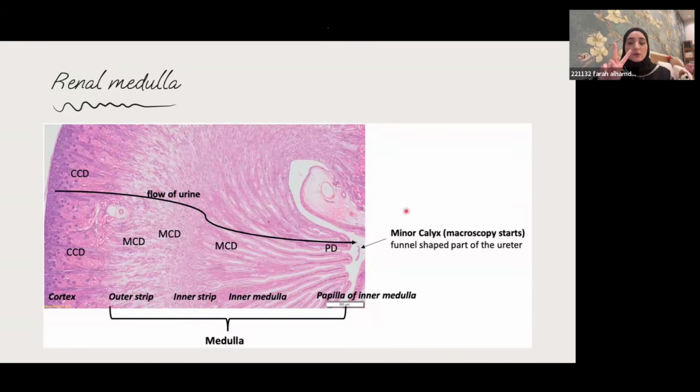The medulla has two parts, the outer medulla and the inner medulla. The outer medulla consists of the outer strip and the inner strip, and the inner medulla consists of the inner medulla, and this is the papilla of the renal medulla. You don't really have to figure out where the outer strip, inner strip, and inner medulla are, just know that it consists of these two parts. And then we have the minor calyx here, the funnel-shaped part of the lobe, where the urine is being excreted.